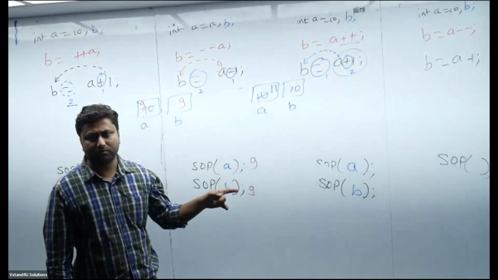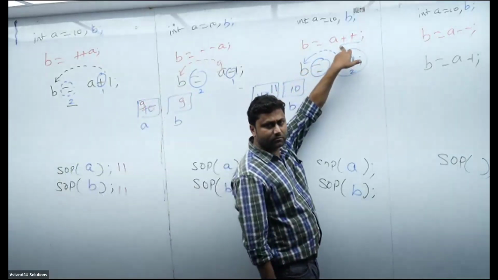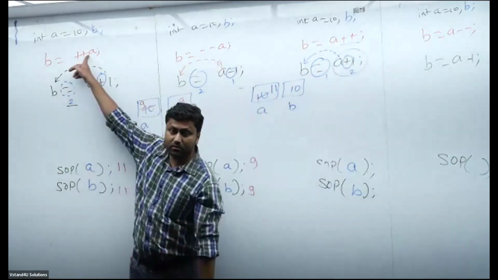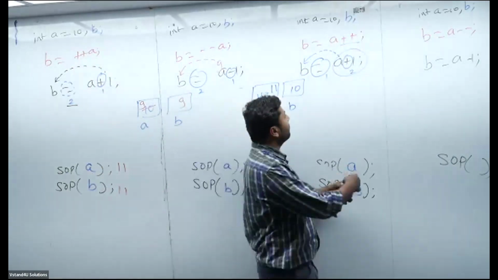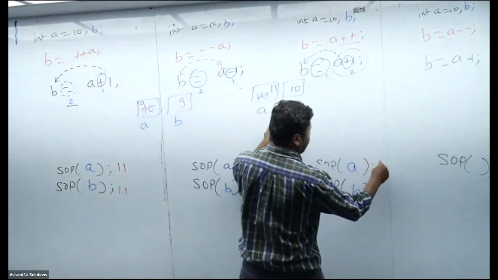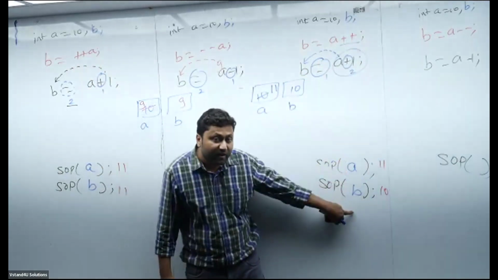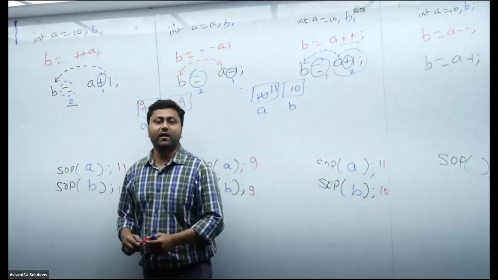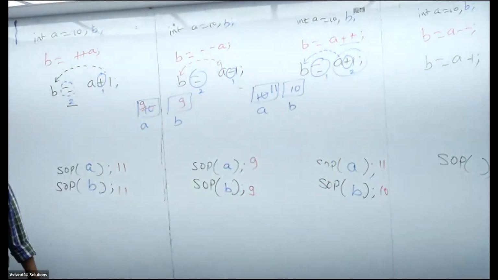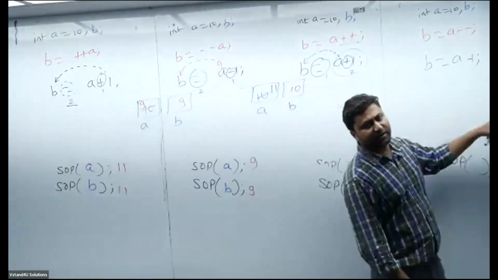Any confusion? But did you observe one thing? This is also incrementation. Here A value is 11, and here also A value is 11. Obviously, here also 11 and 10 is there, right? B value here is different. That is the difference between pre and post incrementation. Are you getting my point? Everybody clear? Sir, how about post decrementation?